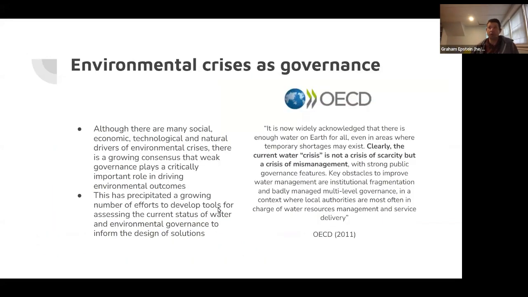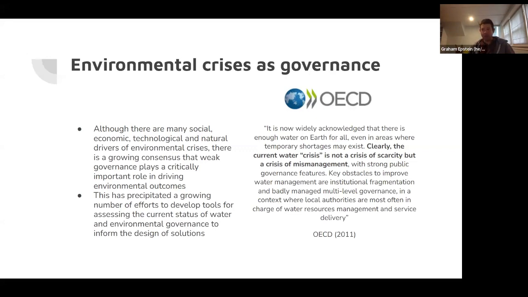And so, yes, although there are many socioeconomic, technological, and natural drivers of environmental crises, so governance is not the only thing driving this, there is a growing consensus that weak governance plays an important role in driving environmental outcomes. That quite simply, we don't have the systems in place to deal with the problems we are facing.